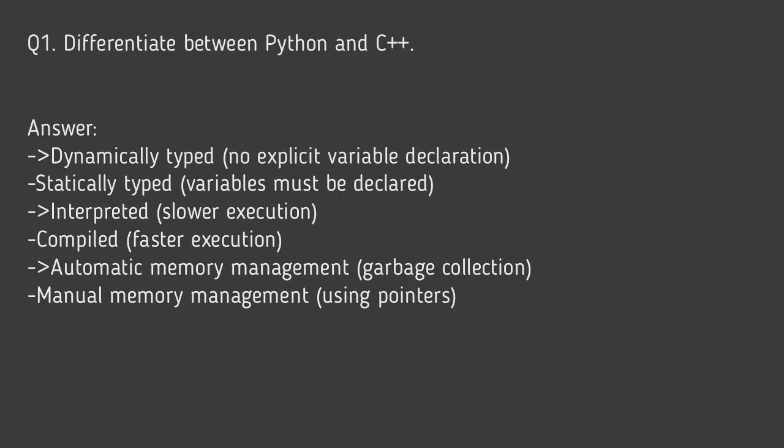Python is an interpreted and dynamically typed language, where variables do not require data types. C++ is a compiled and statically typed language where variables must be declared with data types.